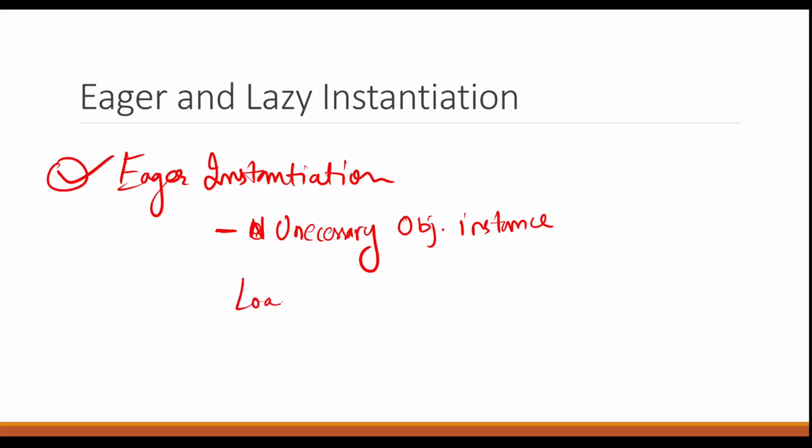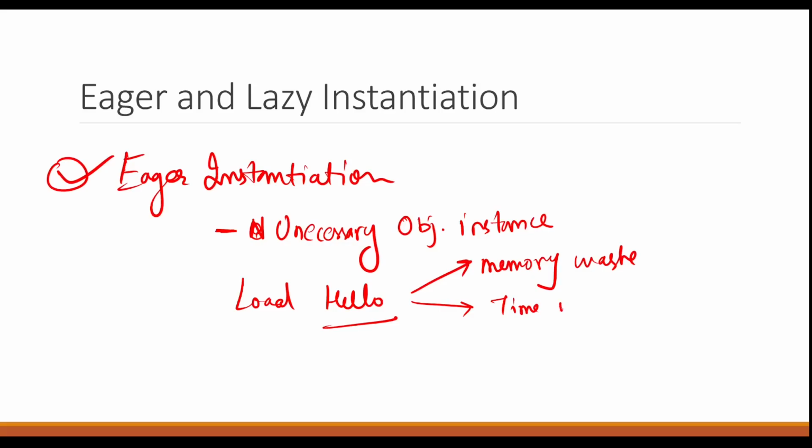If you load your Hello class during runtime, it is also going to instantiate a Hello object instance during the runtime. And as I told again and again, if your Hello class is too expensive to instantiate, then it is going to waste memory and also waste time. Both of these resources will be unnecessarily used. So we only want to instantiate the Hello class when we actually require it, when we actually call the getInstance method, not before that.